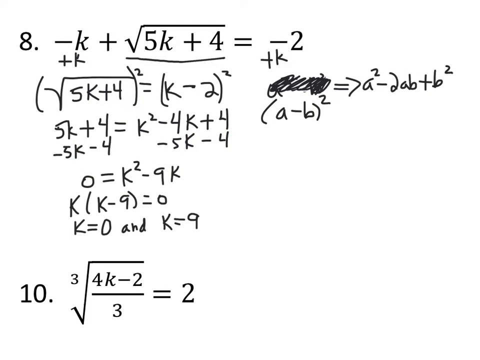Now I'm going to solve for k. So I'm going to move this 5k and this minus 4. I'm going to subtract it. I'm going to set this equal to 0. Now what I end up with is a quadratic on this side that's going to have to be factored. I factor the quadratic. I get k equals 0 as one of my solutions and k equals 9 as the other.